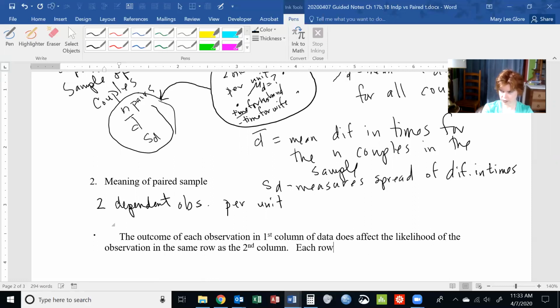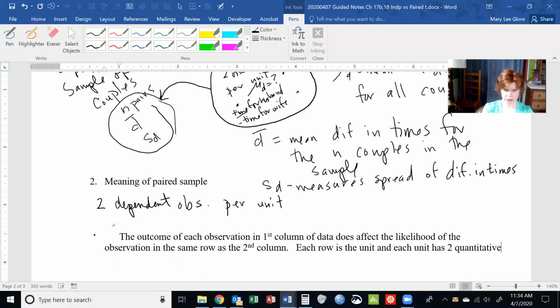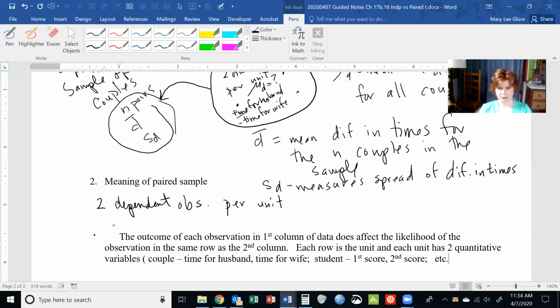So each row in your data set is the unit I'm referring to, and each unit has two measures, or two quantitative variables. Again, the couple is the unit, and we have the time for the husband and the time for the wife. That's one example. Another might be that each row is a student, so that's my unit, and then I have their first score and then their second score. And there's a million of them.